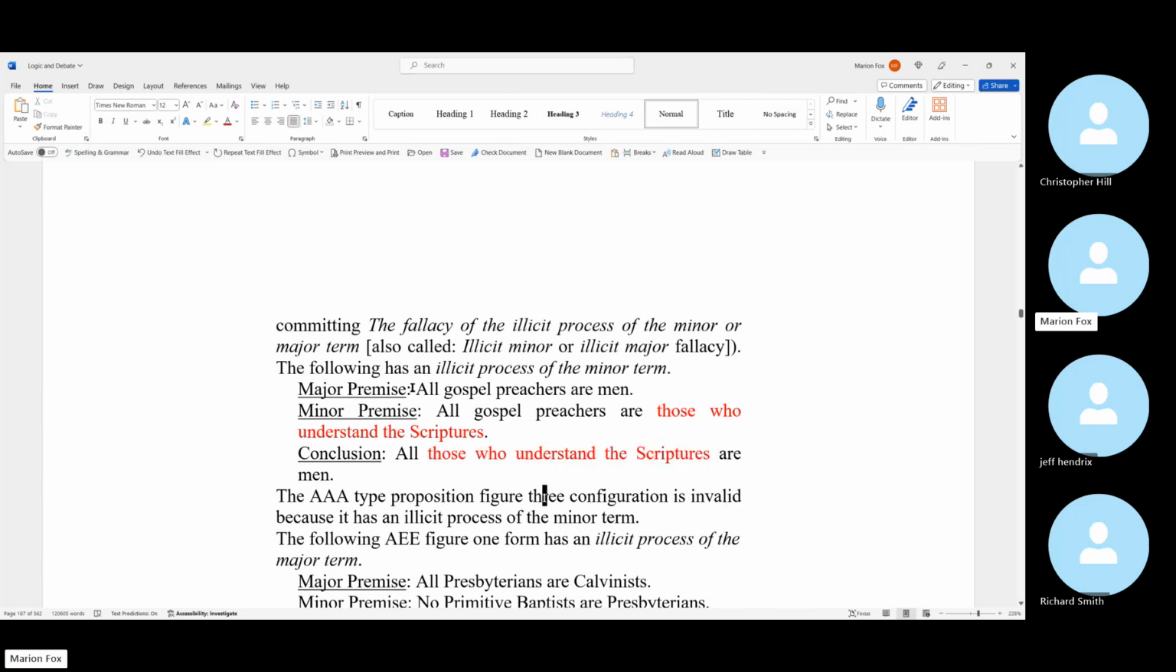And right here, this is an A-type proposition, so the predicate is not distributed. It's undistributed. But yet down here in the conclusion, this same term is distributed by the word all. So that is an illicit process, in this case, of the minor term. Are there questions? So it's not proving anything, okay?